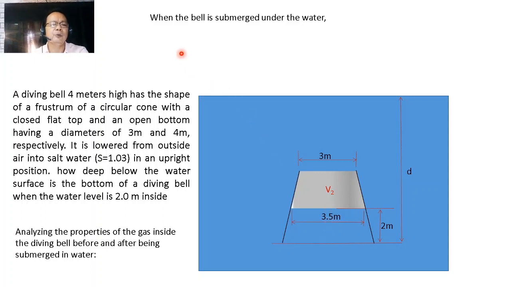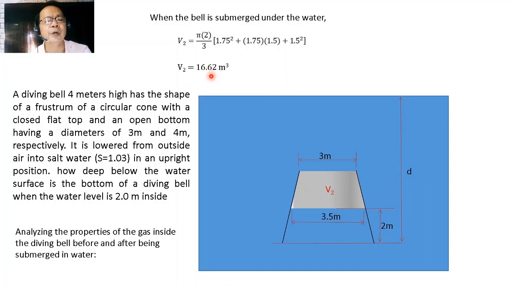If we recall the formula again for the volume of this frustum, it will be equal to pi times h over 3 multiplied by R squared plus the product of R and r plus the small r squared. So when this is substituted with the values, our volume will be equal to pi multiplied by 2 divided by 3 multiplied by the quantity 1.75 squared plus the quantity 1.75 multiplied by 1.5 plus 1.5 squared, which when simplified, our final volume is equal to 16.62 cubic meters. This is our volume then.